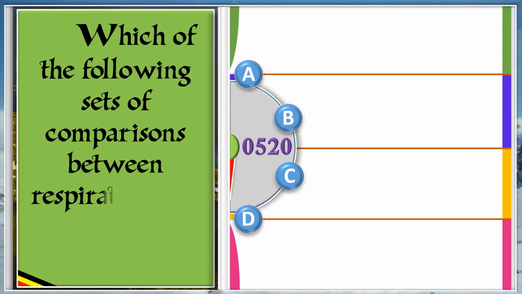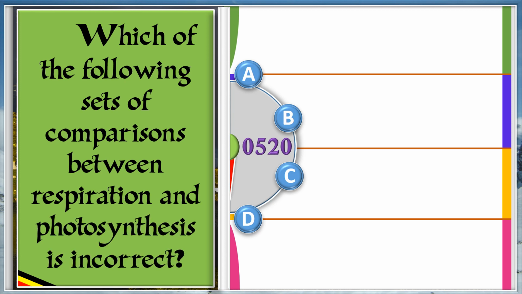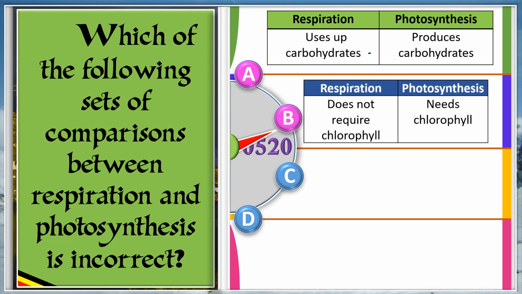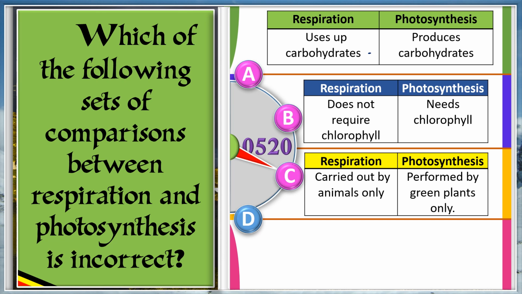Which of the following sets of comparisons between respiration and photosynthesis is incorrect? A. Respiration uses up carbohydrates. Photosynthesis produces carbohydrates. B. Respiration does not require chlorophyll. Photosynthesis needs chlorophyll. C. Respiration is carried out by animals only. Photosynthesis is performed by green plants only.